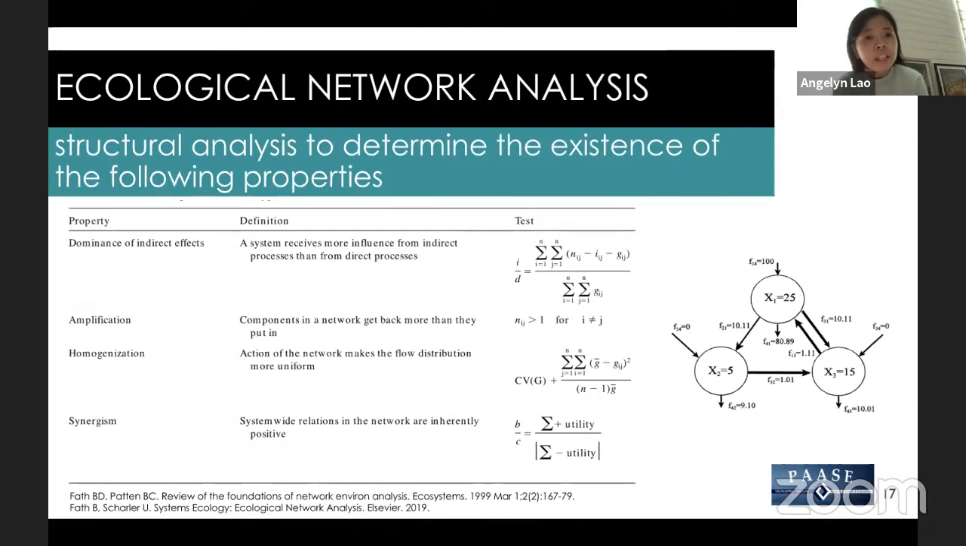Also, given the ecological network analysis, or ENA, you can also perform structural analysis to determine the existence of some of the properties illustrated here. So for example, one may illustrate the existence of the property of dominance of indirect effects, where a system receives more influence from indirect processes than the direct ones. So basically this answers the question, is the system receiving more influence from indirect processes or from direct processes? And then you can also determine whether the property of homogenization exists, whether an action you inserted will make the flow distribution among the nodes more uniform, and so on and so forth.